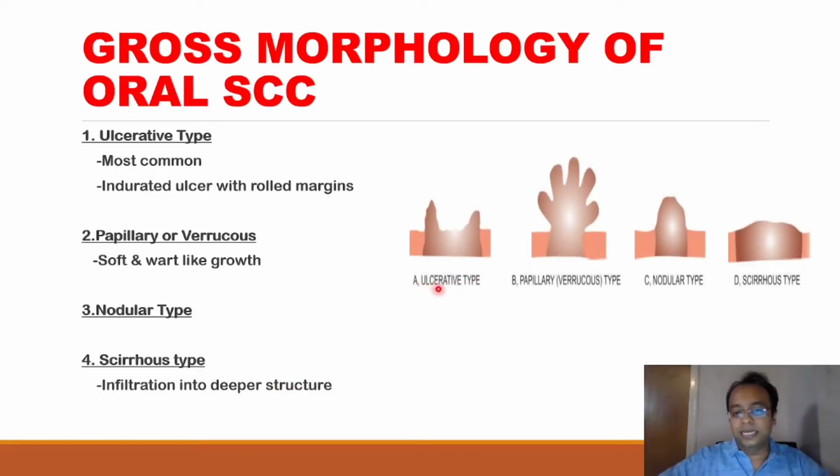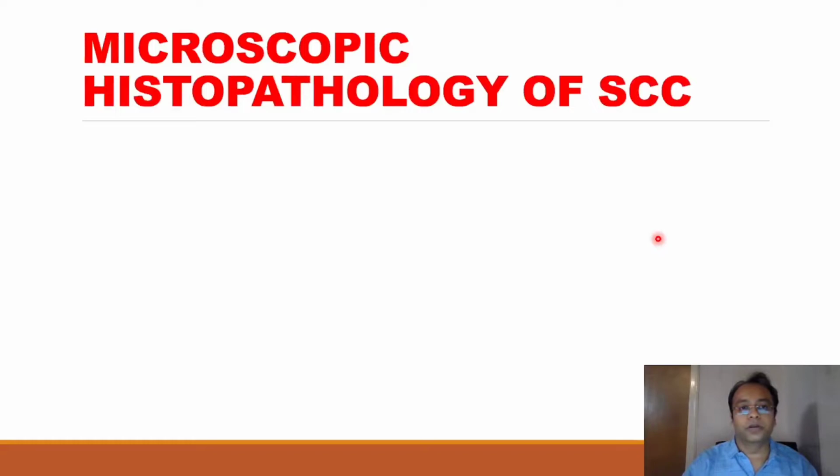See, this is the ulcerative type, meaning ulcer formation is present. The second one is the papillary or verrucous type, in which there is a papillary or verrucous projection. You can see that there is a projection, a verrucous projection. In the nodular type, there is formation of a nodule, and in the diffuse type, the lesion is flat but deeply infiltrating into the deeper tissue. Alright. Now, after understanding the gross morphology, let's discuss how it looks under a microscope if you take a biopsy.